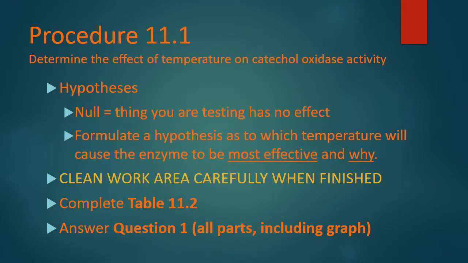So the hypotheses you're going to create are going to be the null and alternative, that's what we call this. The null hypothesis in any sort of statistical analysis or science means that the thing that you were testing has no effect, and that's what you're basing this on. So the null hypothesis states that temperature has no effect on catechol oxidase activity. And your alternative hypothesis would be, okay, well, which temperature would have the best effect if it did have an effect? So I want to see that in your lab notebook. I will be looking for it.